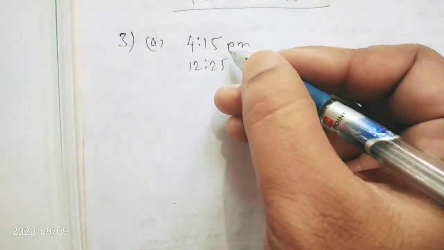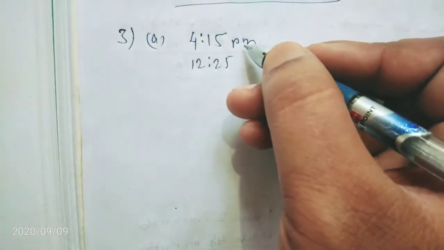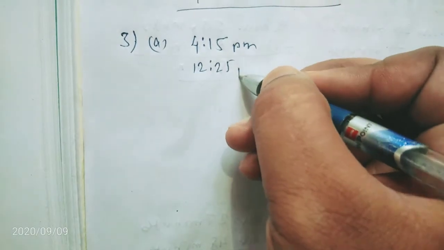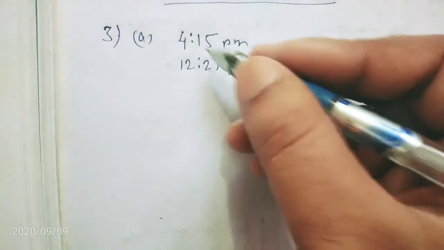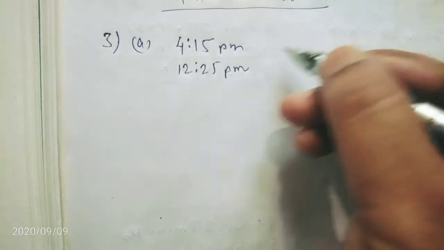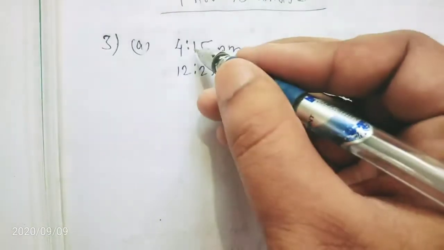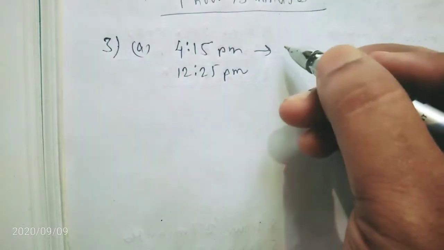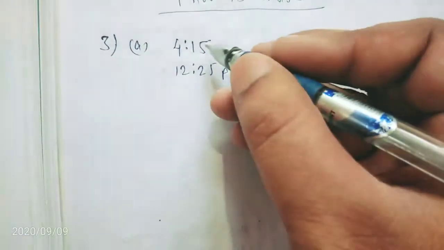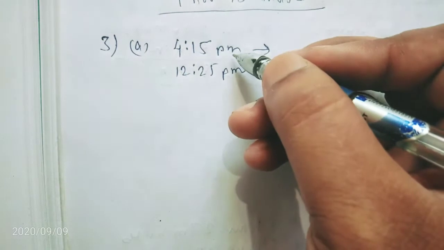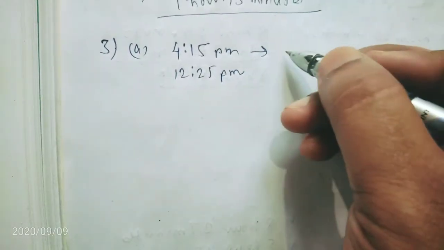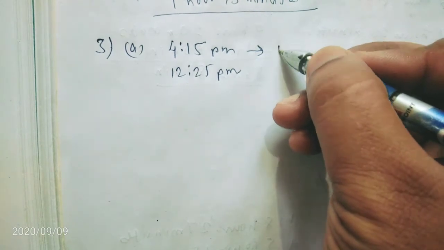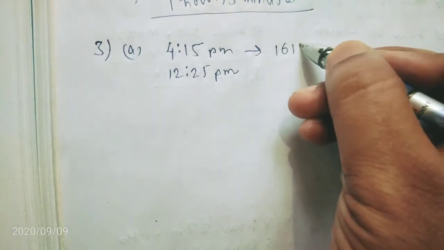Okay, so it is 4 hours 15 minutes p.m. and 12 hours 25 minutes p.m. Both are in p.m. So to find the duration of this timing, first of all, convert this 12-hour clock into 24-hour clock timing. So it is 4 hours 15 minutes p.m. p.m. means after 12 o'clock. That means after we convert it, it will become 15 hours.